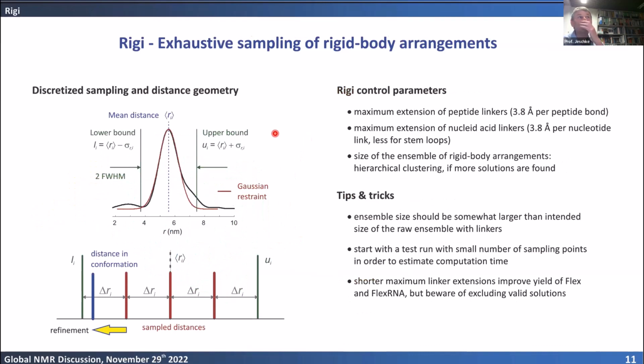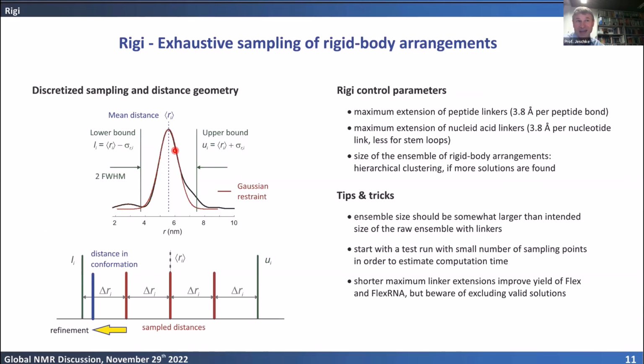Now, the first thing that we have to solve is this rigid body arrangement. And we want to be sure that we have seen all solutions that can exist. So we need something called exhaustive sampling. And because the problem is large, because we have so many different arrangements, we have to find some way of doing this. And this again uses distance distributions.